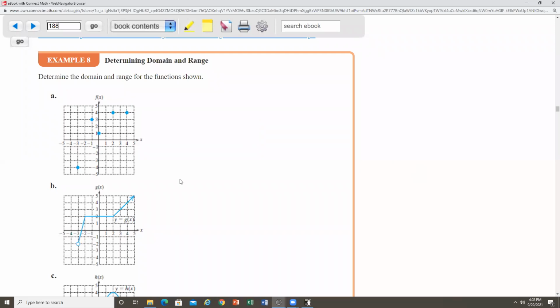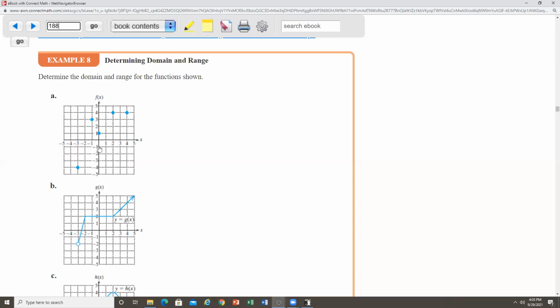All right, ladies and gentlemen, they want us to find the domain and range of these relations and/or functions. Look at A here. We have the graph of a relation because we have a graphing of a finite number of points, ordered pairs. It's a set of ordered pairs, so it's a relation. Is this relation a function? Does this graph pass the vertical line test? Yes, it does. So it's a function.